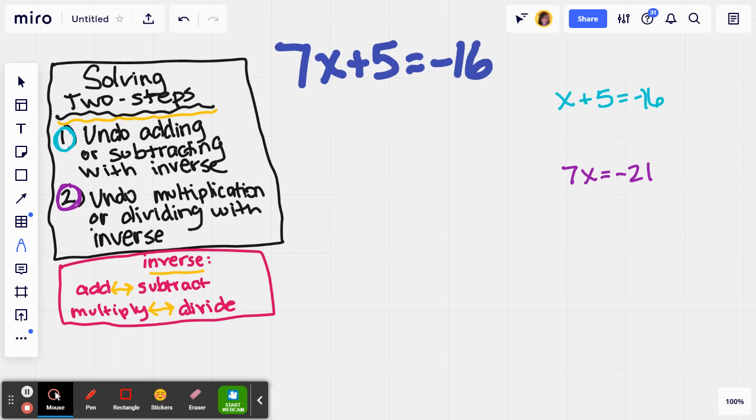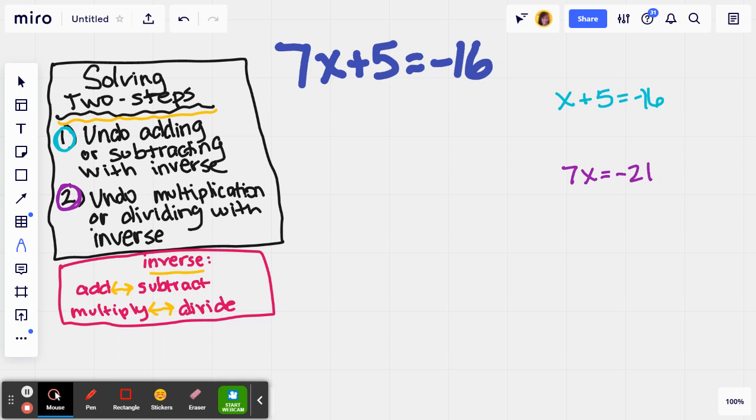I've got some notes written over here at the left side. So let's start with just looking at our steps for when we're solving two steps. When we're solving two steps, we're literally doing two steps. Okay, so there's two things we have to do to solve this problem. The problem I'm looking at is 7x plus 5 equals negative 16.